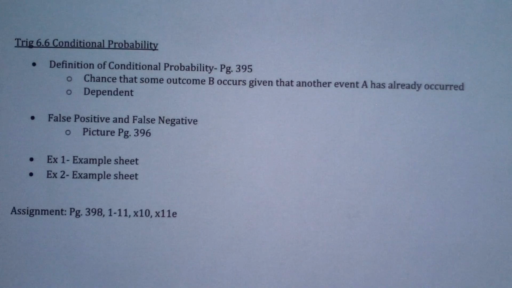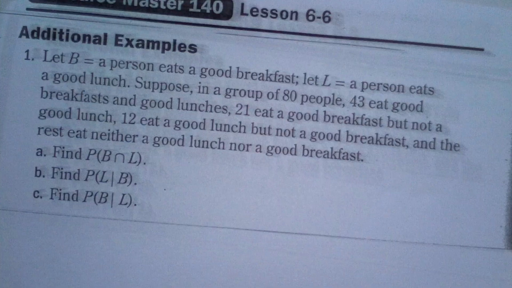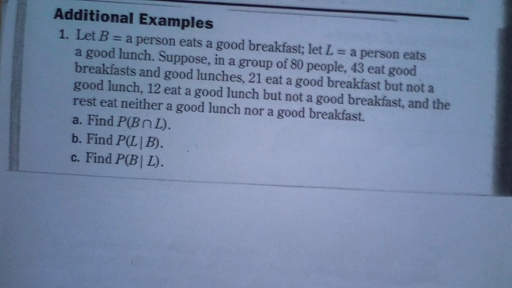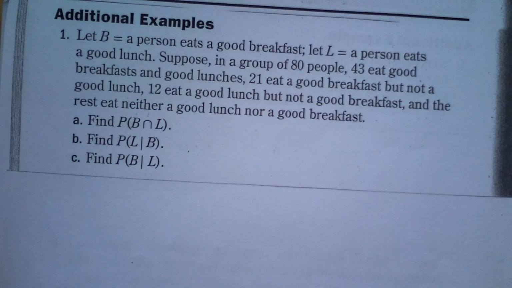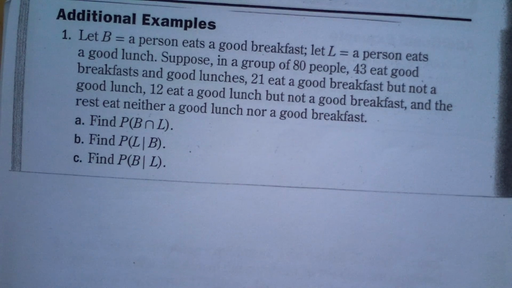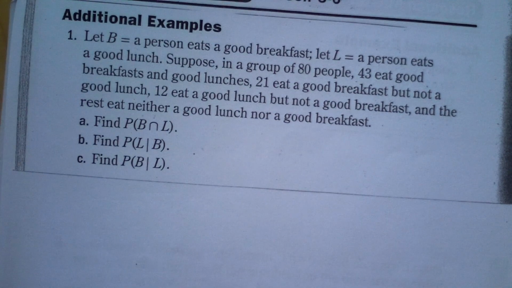So first example here, I'm going to do this one as a tree diagram one. It says, let B be a person eats a good breakfast. L is a person that eats a good lunch. Suppose the group is 80 people: 43 eat a good breakfast and a good lunch, 21 eat a good breakfast but not a good lunch, 12 eat a good lunch but not a good breakfast, and then the rest eat just junk all day. They don't eat a good breakfast or a good lunch.